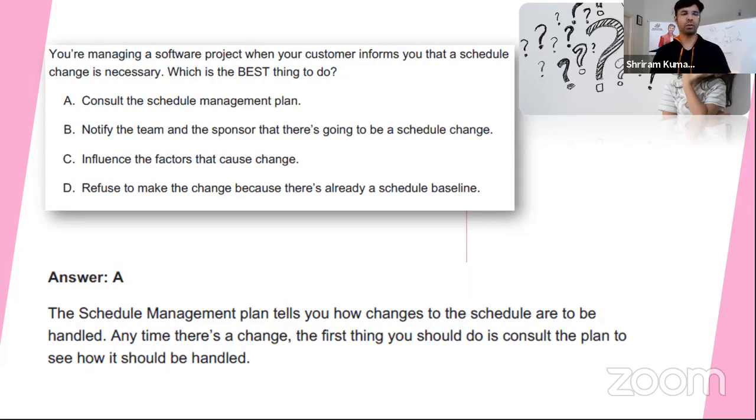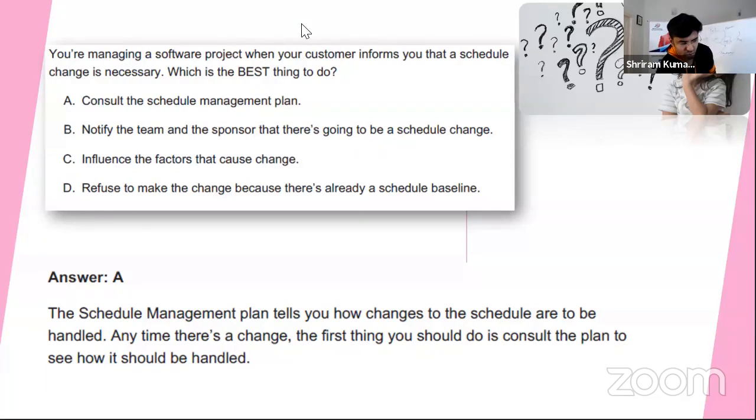Now, let's go back to the question. You are managing a software project when your customer informs you that a schedule change is necessary. The person is informing that it is necessary. That's it. It doesn't ask to do any change, nothing. Telling that there is a necessity. What is the best thing to do? You say that consult the schedule management plan. You're going to look at the plan. Let's see the justification, what they say.